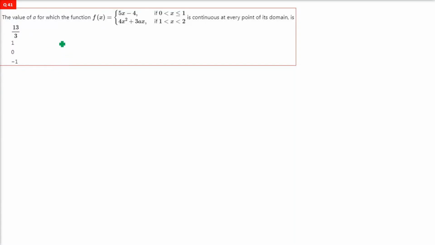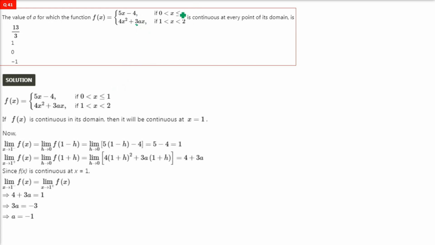The value of a for which the function is continuous at every point of its domain is. So we have to find out a, and by now we have done already 40 questions, so you know how to do this. Left hand limit and right hand limit equated, you'll get a. Just for the sake of completion, LHL, RHL at point 1 you have to check.